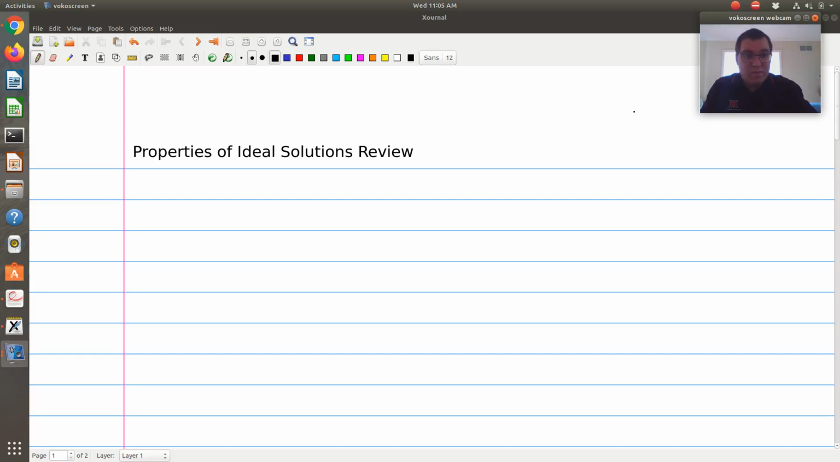Hello, greetings. Before we begin to talk about non-ideal solutions in Chapter 12, I first want to review properties of ideal solutions that we've already discussed in Chapter 11. First, remember the concept of an ideal solution is a solution in which all intermolecular interactions are exactly the same. So if I have a mixture of component 1 and 2, component 1 is just as comfortable in that 1-2 mixture as it is in a system of just itself.